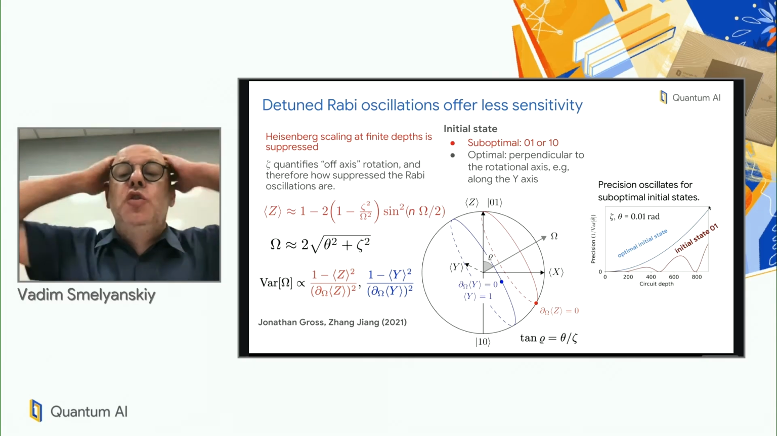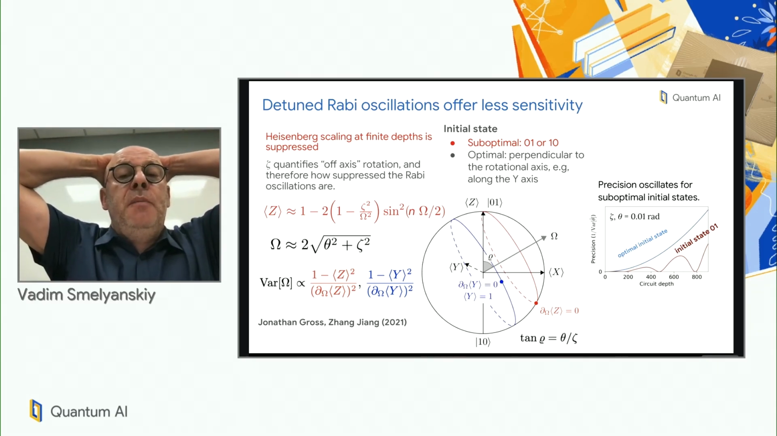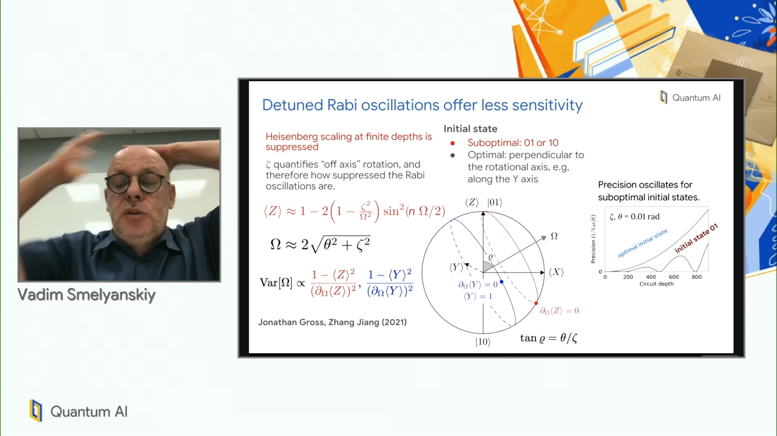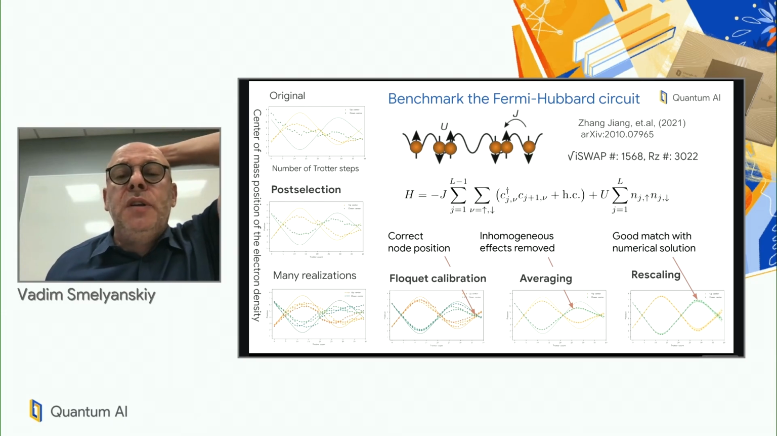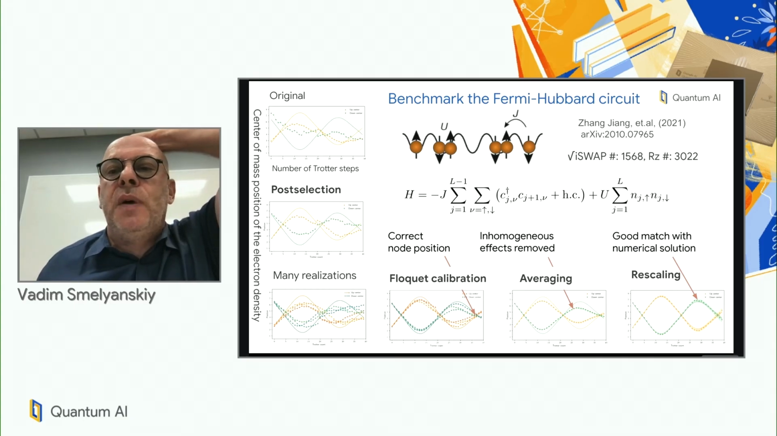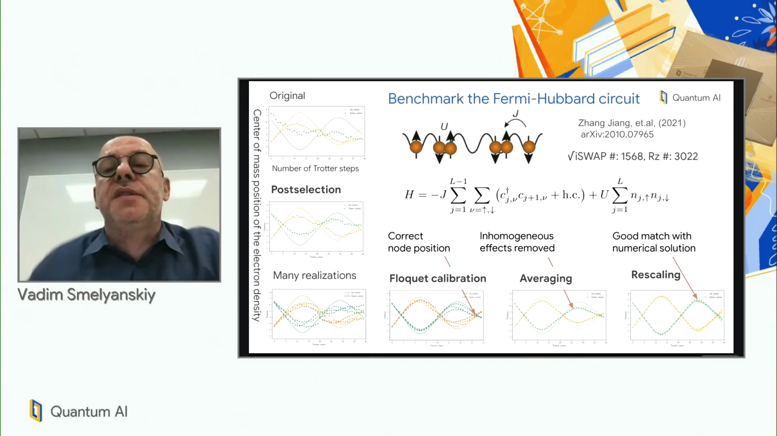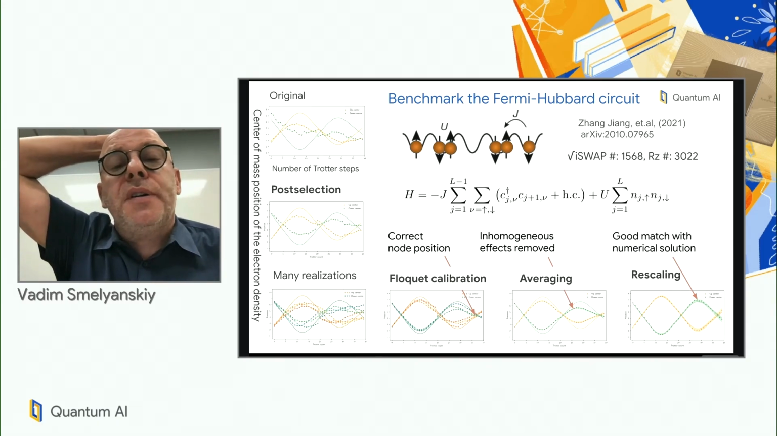And therefore, we can do it for fairly small values of zeta and theta, which are very important, for example, in calibration of controlled-Z phase, controlled-Z gates, etc. I'm not going to go into all details here. I just very quickly would like to mention that there was a significant effort in developing a benchmark for a Fermi-Hubbard one-dimensional circuit, which is two chains coupled to each other. It was pushed by Zhang and coworkers.